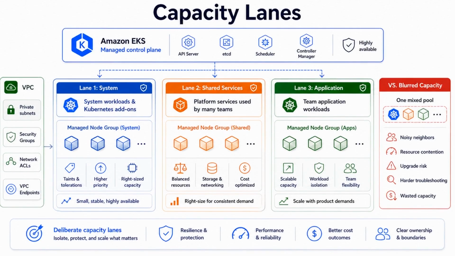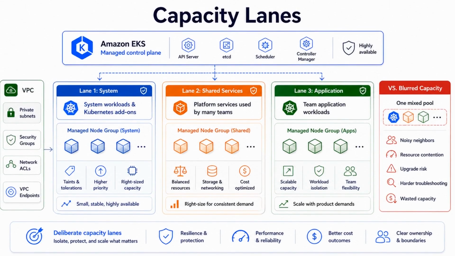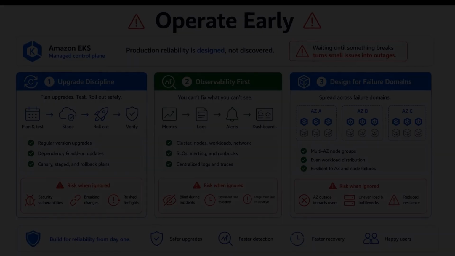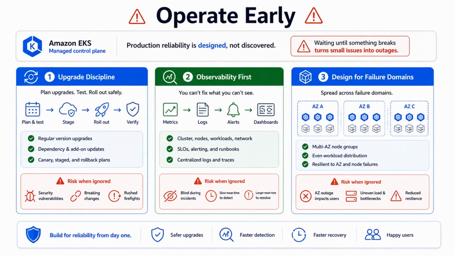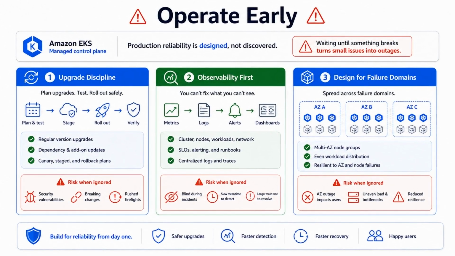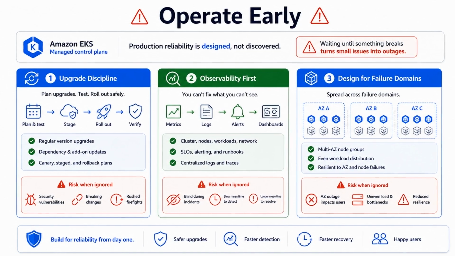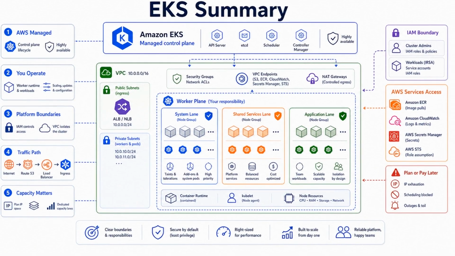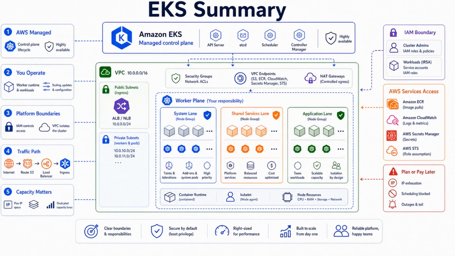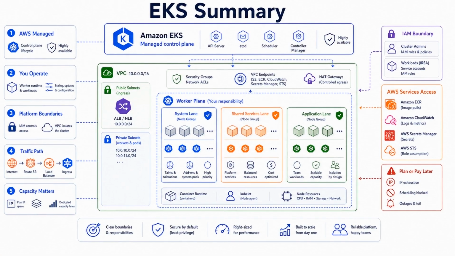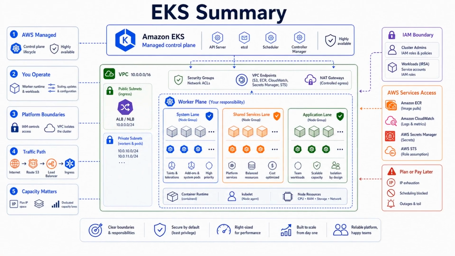broken. Production EKS works better when core platform workloads, shared services, and application capacity are designed as deliberate lanes instead of one blurred pool. Teams that treat upgrades, observability, and availability zones as afterthoughts usually pay for it during incidents and growth. The simple answer is that EKS is Kubernetes running inside an AWS platform contract where managed control plane convenience still depends on disciplined cloud design.